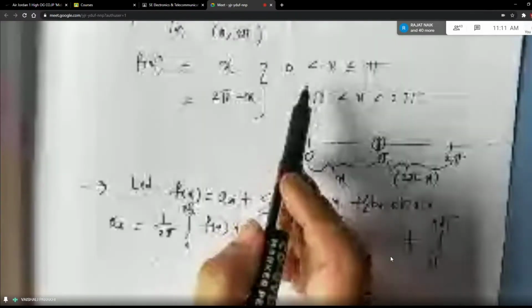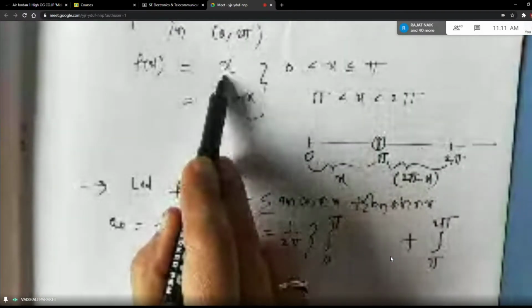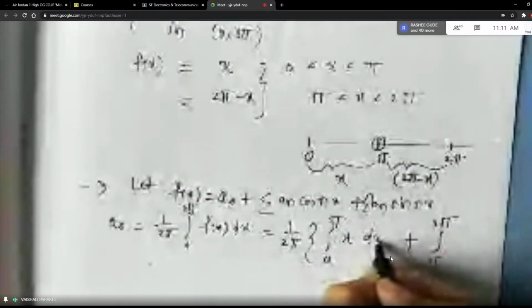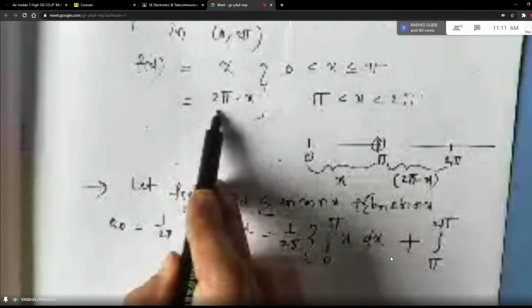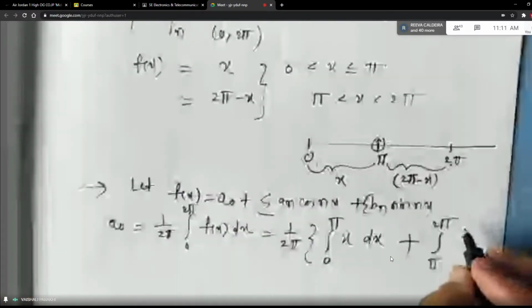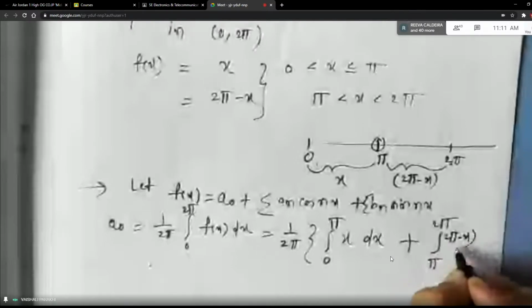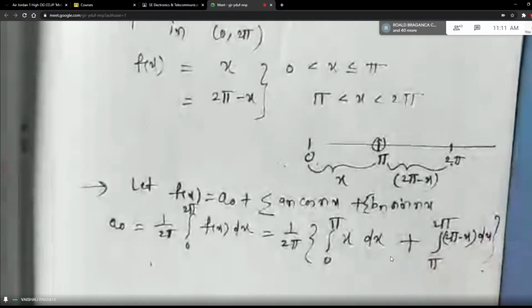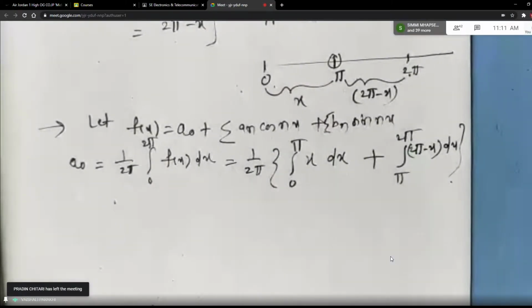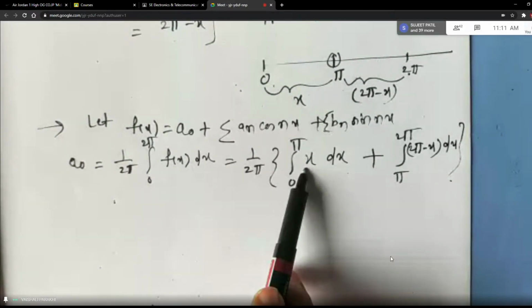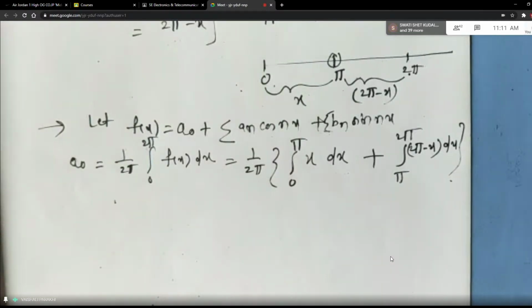Okay. Now, what is f of x in the first interval? See students, it is x, right? So I am writing x dx here. What is f of x in the second interval? 2 pi minus x. So I am writing 2 pi minus x dx. So you have to split the main integral into integrals according to the intervals given in the problem. In the first interval, the function is x. In the second interval, function is 2 pi minus x.